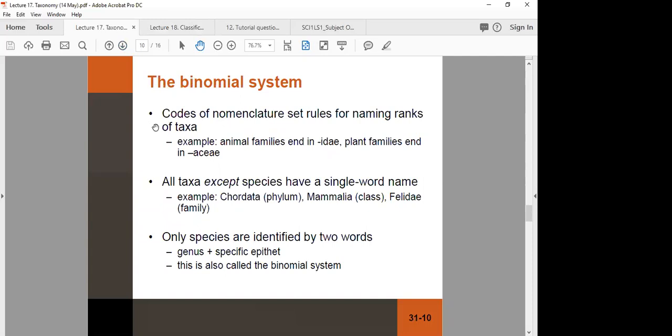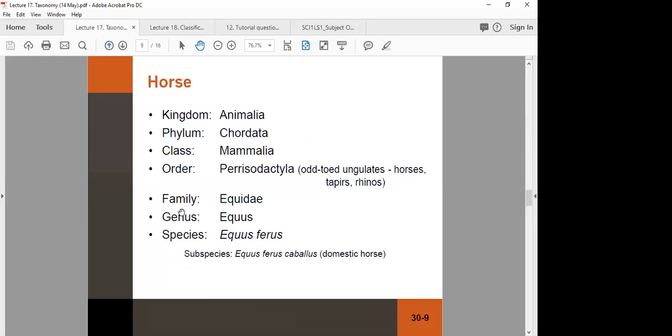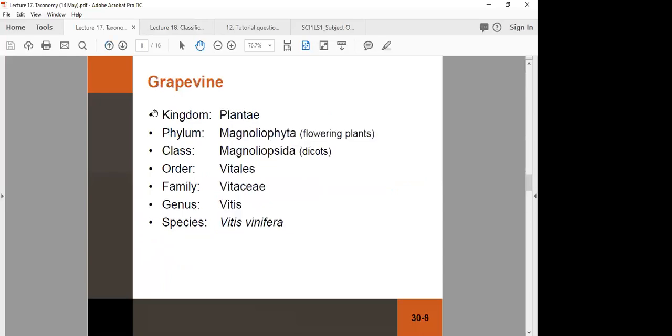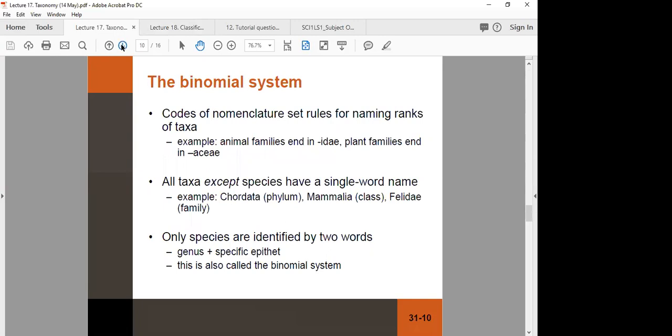All right, so there are codes of nomenclature, as we said earlier, and these codes of nomenclature set rules for naming ranks of taxa. So, for example, the names of animal families always end in idae, and plant family names end in aceae. Let's look at that. Here we go. Family name for animals, idae. Go back again. Family name for plants normally ends in aceae. Just as a couple of examples for you.